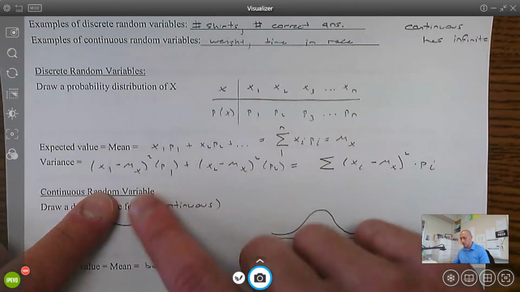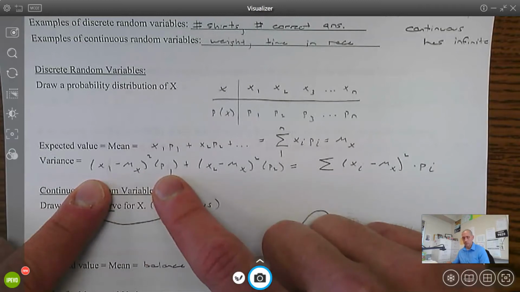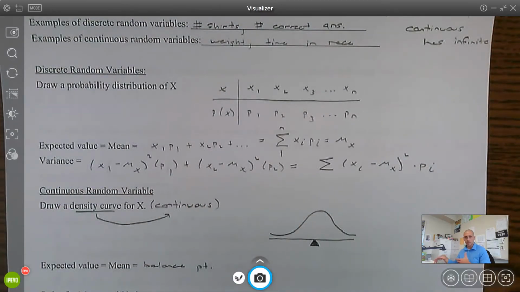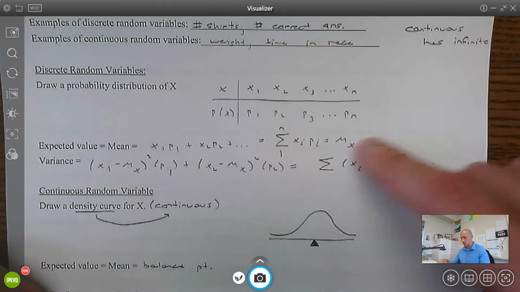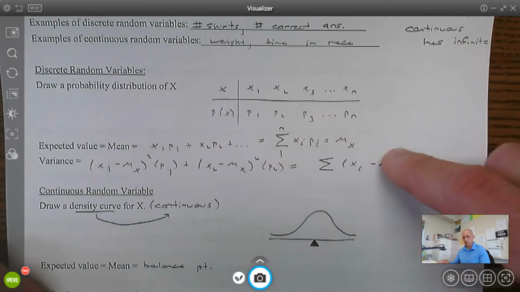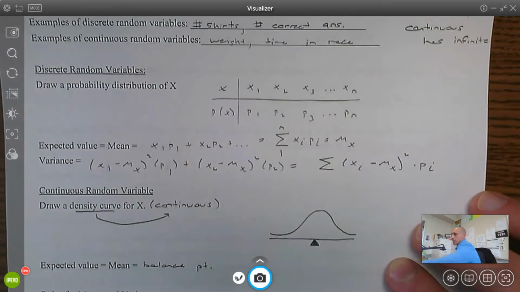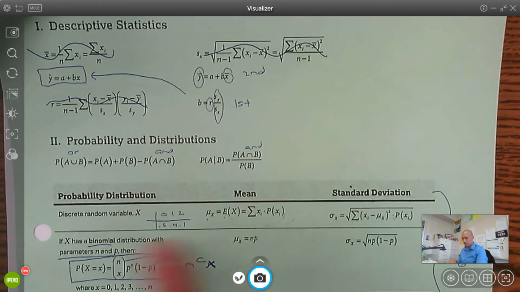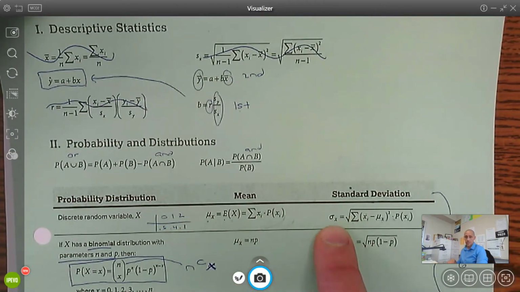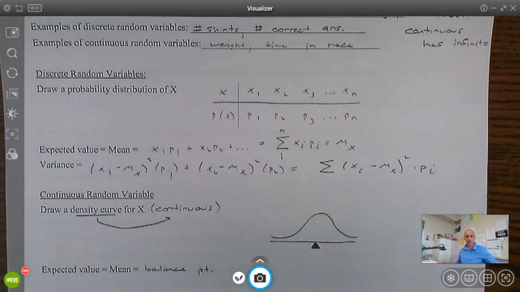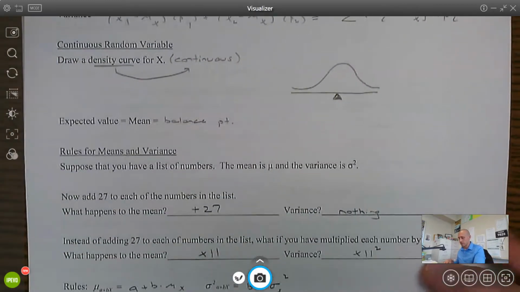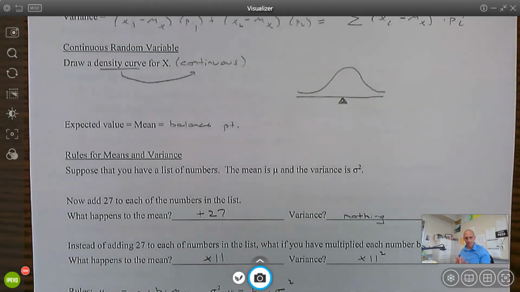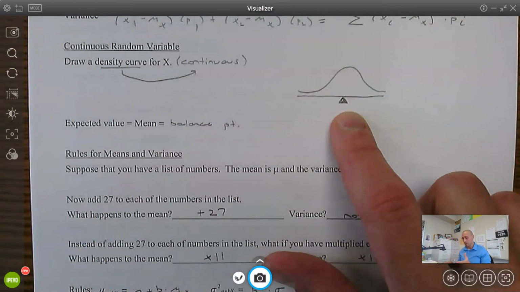That would give you the expected value or the mean. The variance, it's just the distance from the mean squared times the corresponding probability, summing those up. If I wanted the standard deviation, I would just take the square root of that. Both of these formulas are on your formula sheet, so you don't have to have those memorized by any means. Just to point out where they are, it says discrete random variable. You're looking at there. It says standard deviation instead of variance. That's the difference. For a continuous random variable, that's displayed with a density curve. Typically, the normal curve is what we use. For a continuous random variable, the expected value or the mean is that balancing point.